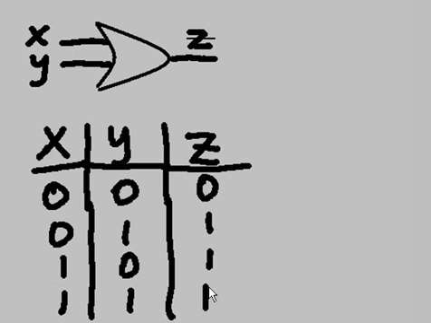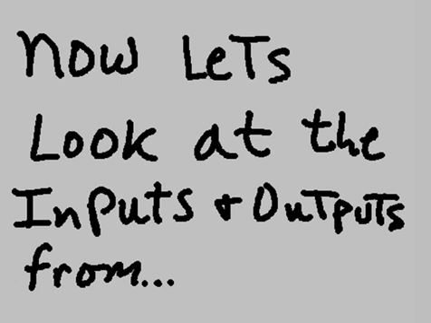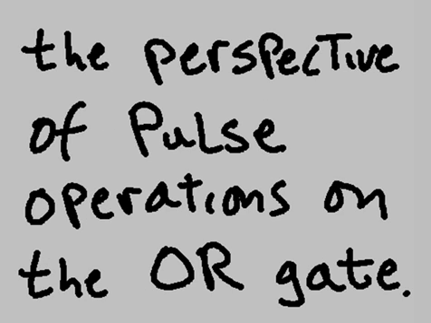Next line. I have 1 and a 1. That's great. So 1 in either position gives me a 1. I've got a 1. So my output is 0, 1, 1, 1. We've seen inputs and outputs from the perspective of a truth table. Now let's look at the inputs and outputs from the perspective of pulse operations on the OR gate.